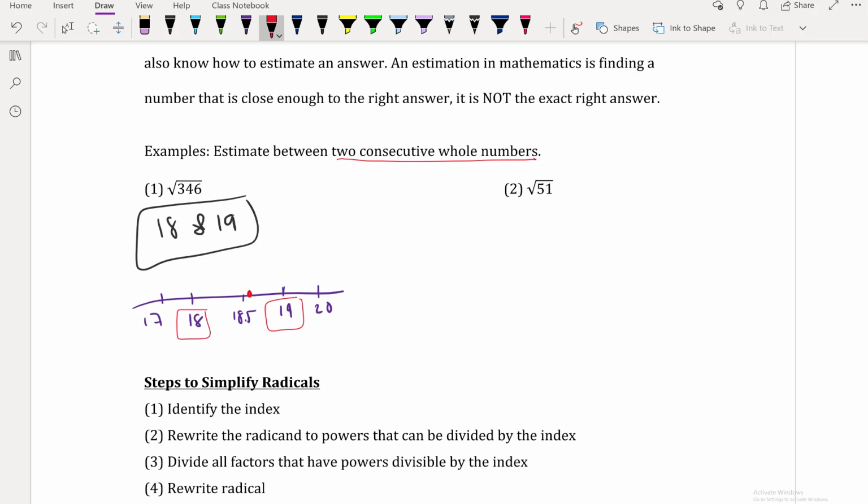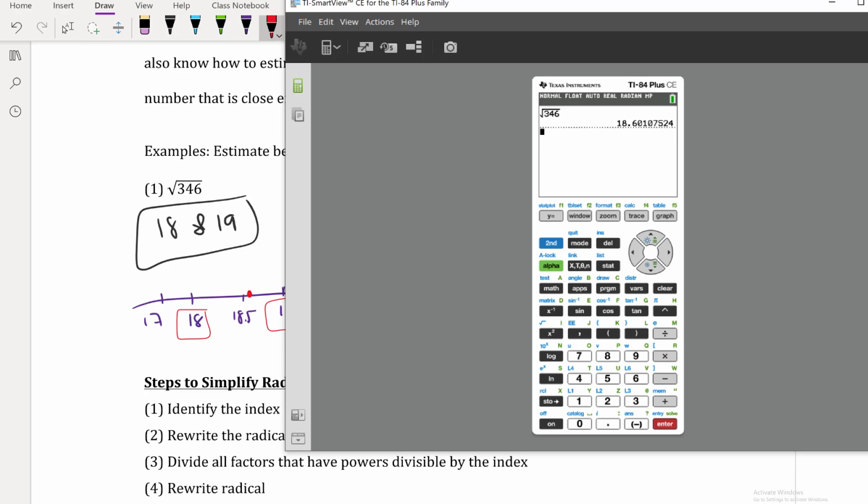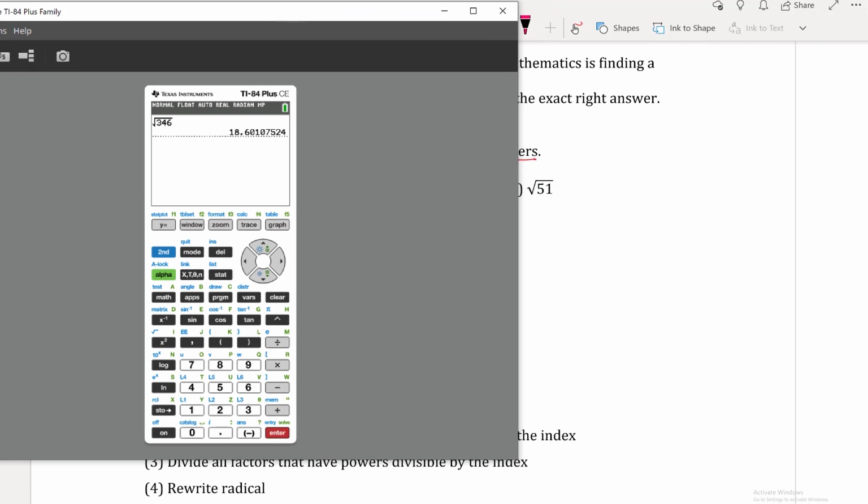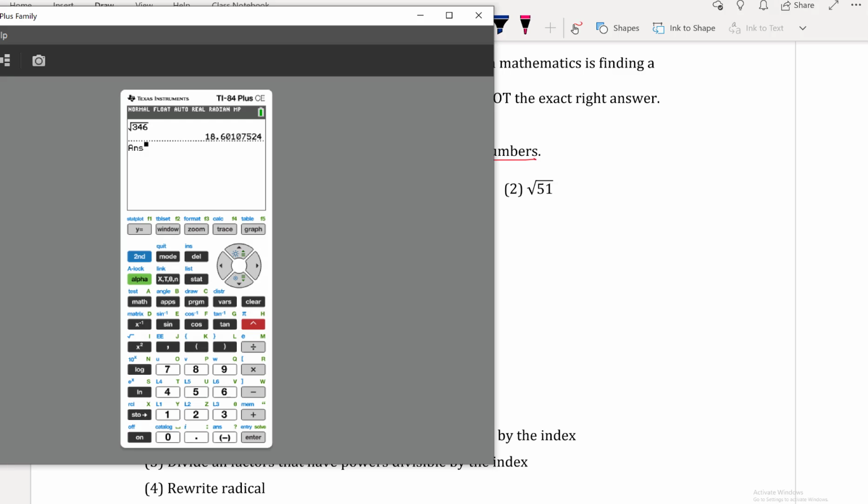Let's take a look at the square root of 51. I'm going to enter my square root of 51. Now I have that it's 7.14.